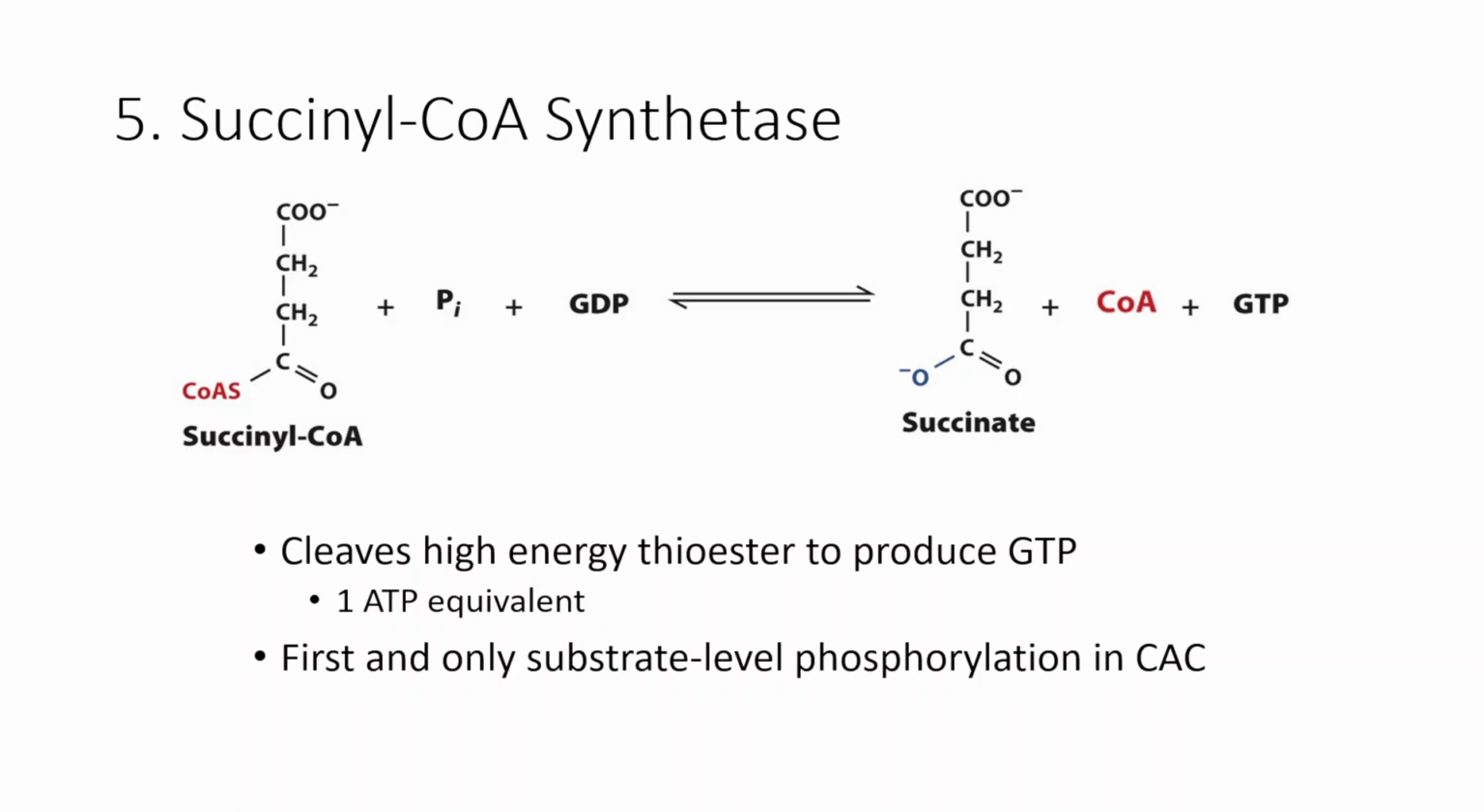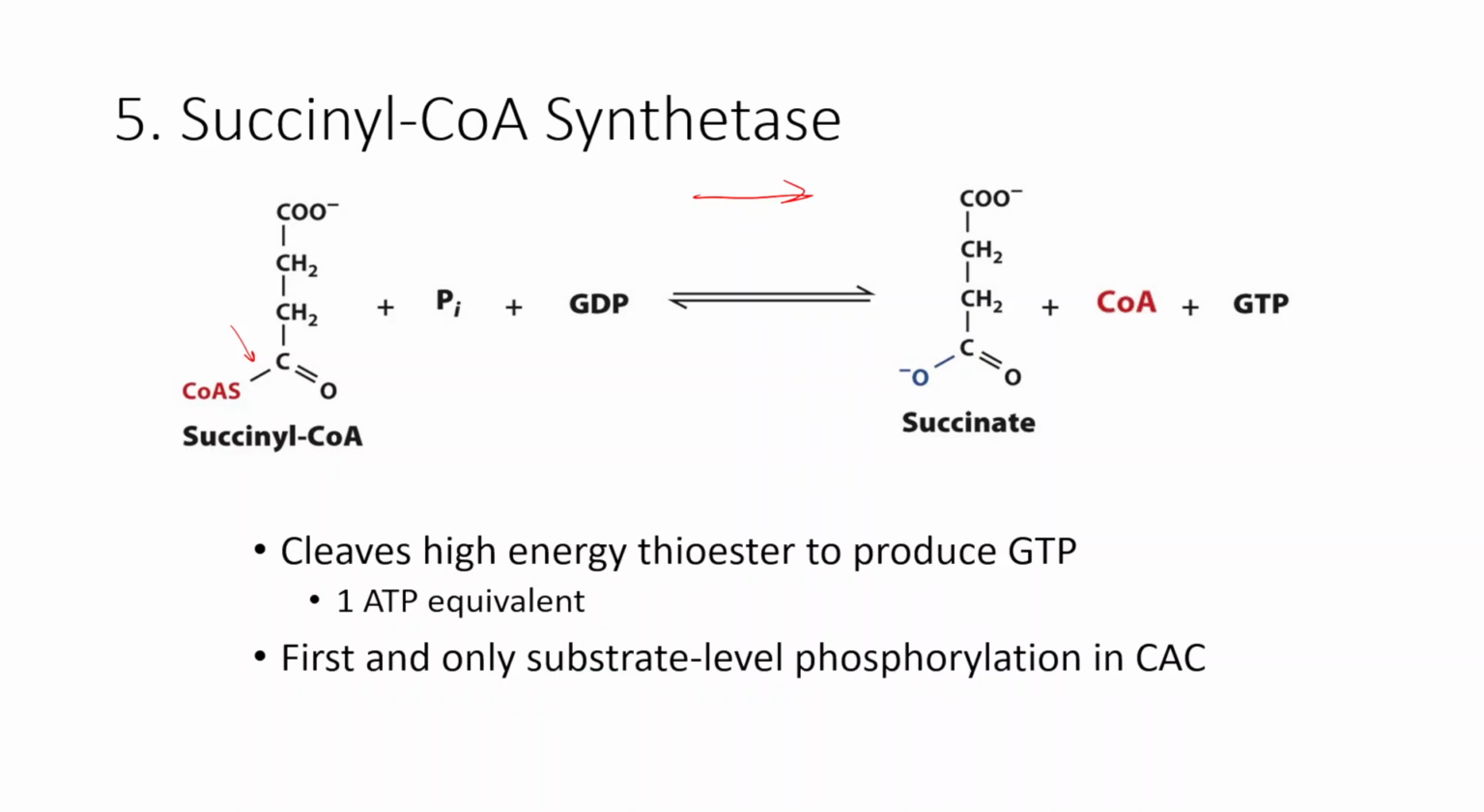So if you imagine this reaction proceeding from right to left, you'd have succinate being formed into succinyl-CoA, and you'd be hydrolyzing GTP to form GDP and an inorganic phosphate. But that's not what we have happening here. This reaction is going to proceed from left to right. So that's where this high energy thioester bond breakage comes in.